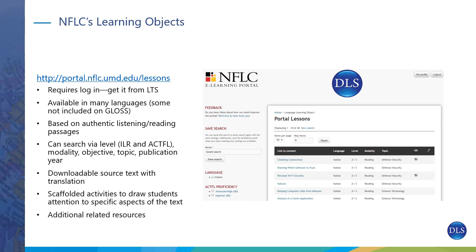Just like with GLOSS, it's based on authentic listening and reading passages. And you can search via level, in this case either ILR or ACTFL. You can also search by modality, by objective, by topic, and by publication year. Publication year might be a nice feature if you're trying to find something that's really current and recent, as opposed to something that was published, say, in like 2012. You can find something within the last year or so.